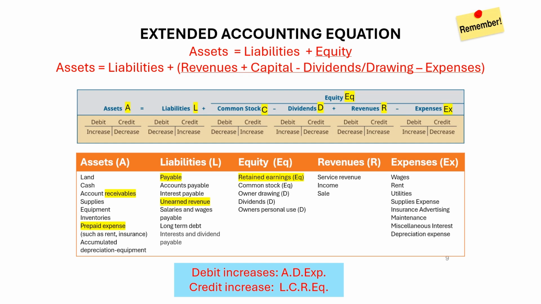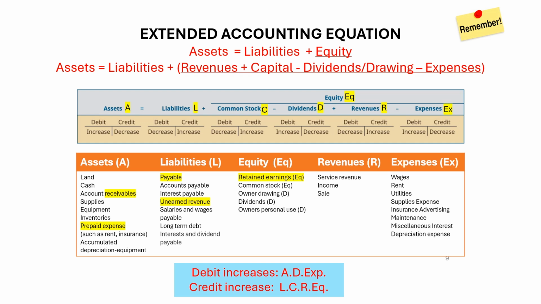This slide shows the extended accounting equation built upon the 5 types of accounts, and it has to be divided into debits and credits, which follows the rule I have mentioned in our previous lesson. Debit increases on ADE and credit increases on LCRE. ADE represents assets, dividends or drawings, and expenses. LCRE represents liability, common stock, revenue, and equity.